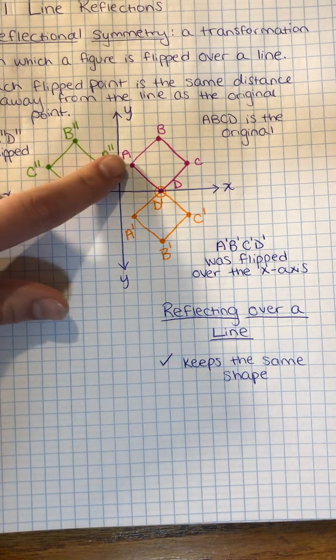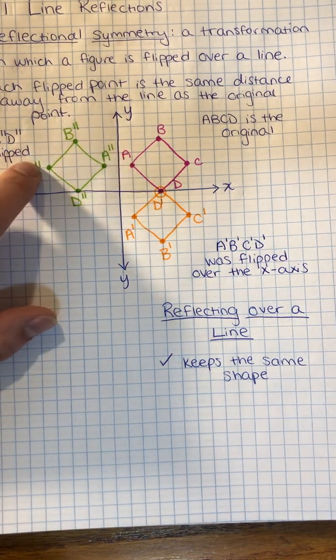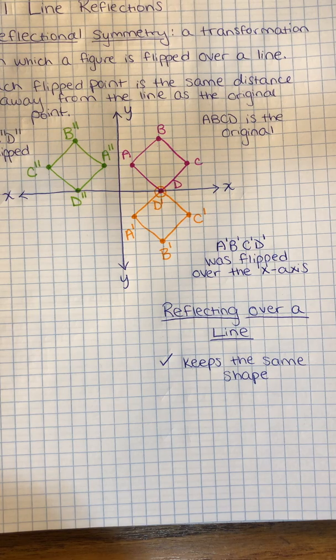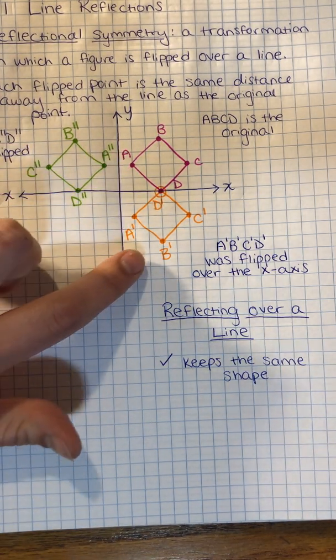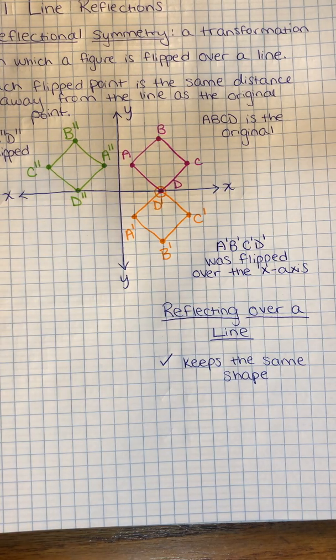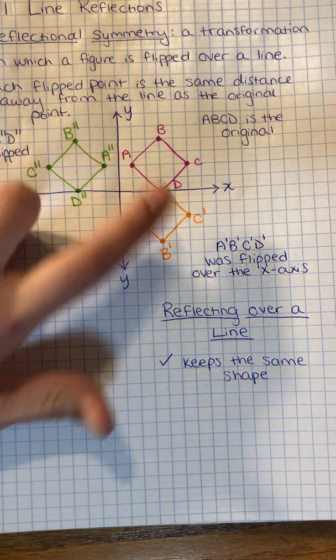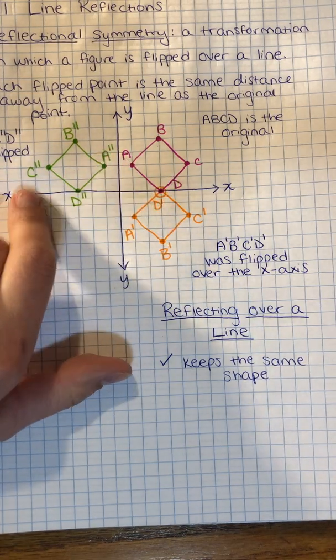Just because I took an original shape and flipped it into a new position doesn't change anything about the actual shape. My original square didn't magically turn into a rectangle or an octagon or a pentagon. It stayed a square, it stayed tilted, and it stayed the same shape.